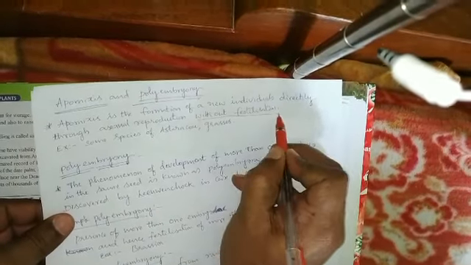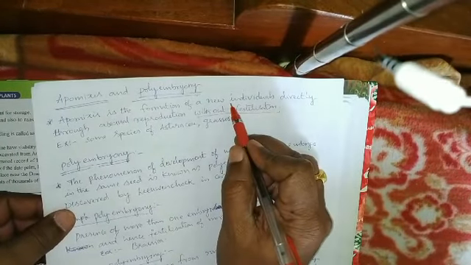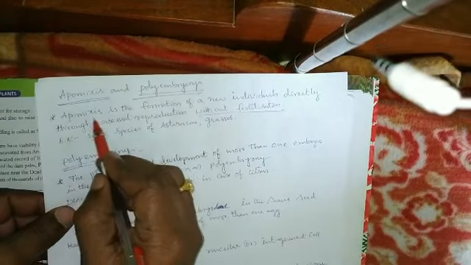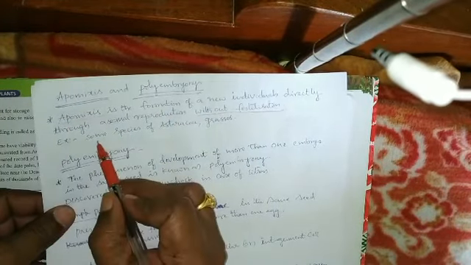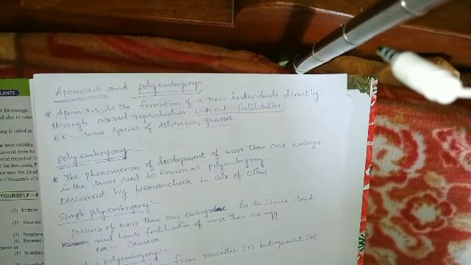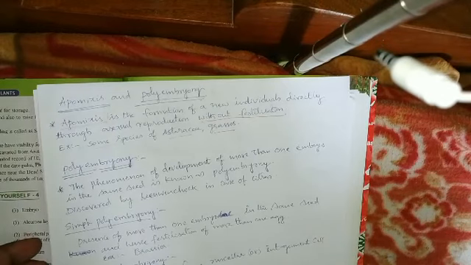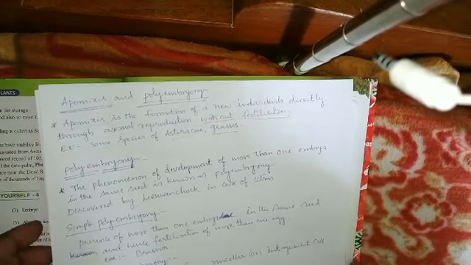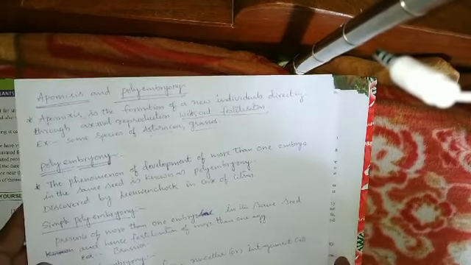The next concept is apomixis and polyembryony. Apomixis is the formation of a new individual directly through asexual reproduction without fertilization. Without fertilization, new individuals are formed. This is called apomixis. Example: some species of Asteraceae and grasses follow apomixis. Without fertilization, they form new individuals.